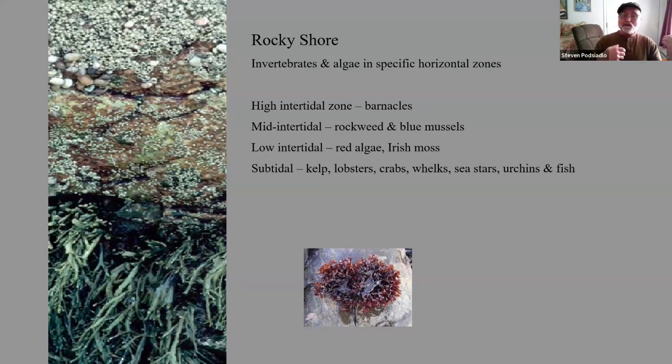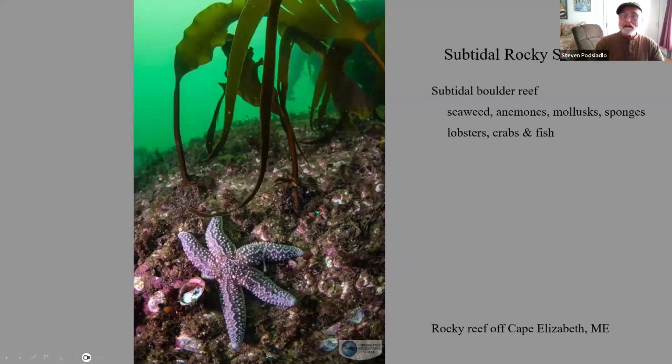Subtidally, we'll have seaweeds like kelp, lobsters, crabs, whelk, sea stars, urchins, and fish. Subtidally, you're liable to find anything that lives in the Gulf. This is a picture of a subtidal rocky substrate. It's actually a boulder reef off Cape Elizabeth.